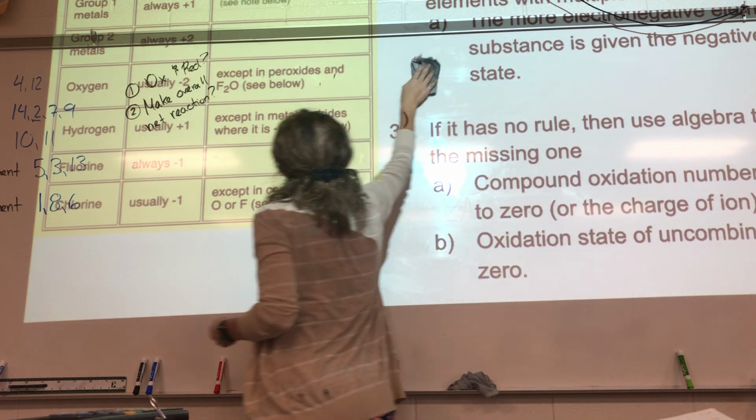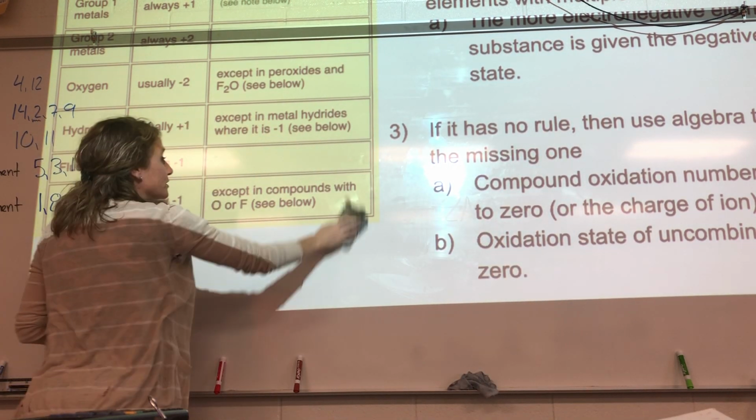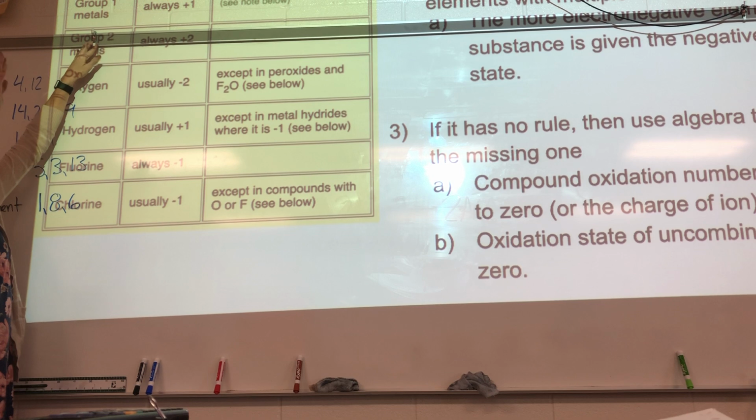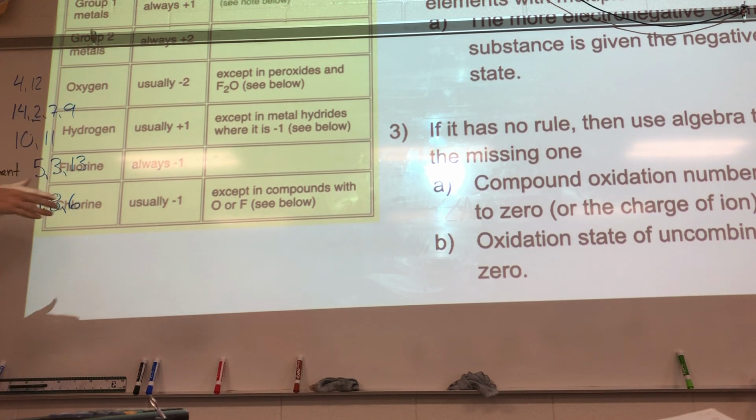Let's talk about the rules and then we'll apply the rules. Okay, so here are the rules for assigning oxidation states. If something has a designated rule, meaning it's always one way, then you go off the always rules first. For example, group 1 metals. When I use the word group in terms of the periodic table, what am I referring to? The column, right? So hydrogen's column is group 1. But it's group 1 metal, so hydrogen's not part of that rule because it's not a metal. Those are always plus 1. Group 2 metals are always plus 2.